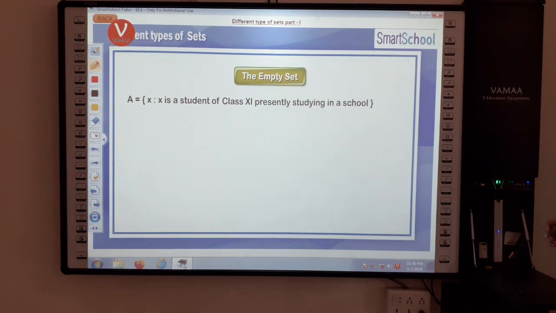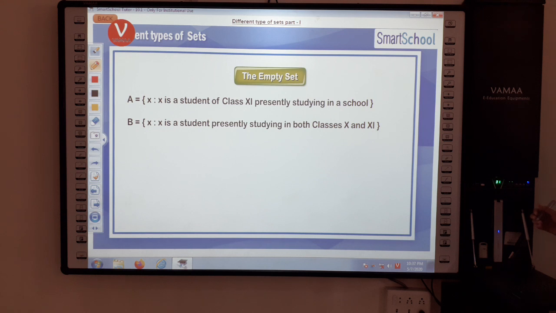Consider the set A is equal to {x : x is a student of class 11 presently studying in a school}. Thus, the set A contains a finite number of elements. We now write another set B as B is equal to {x : x is a student presently studying in both class 10 and 11}. We observe that a student cannot study simultaneously in both classes 10 and 11. Thus, the set B contains no element at all.